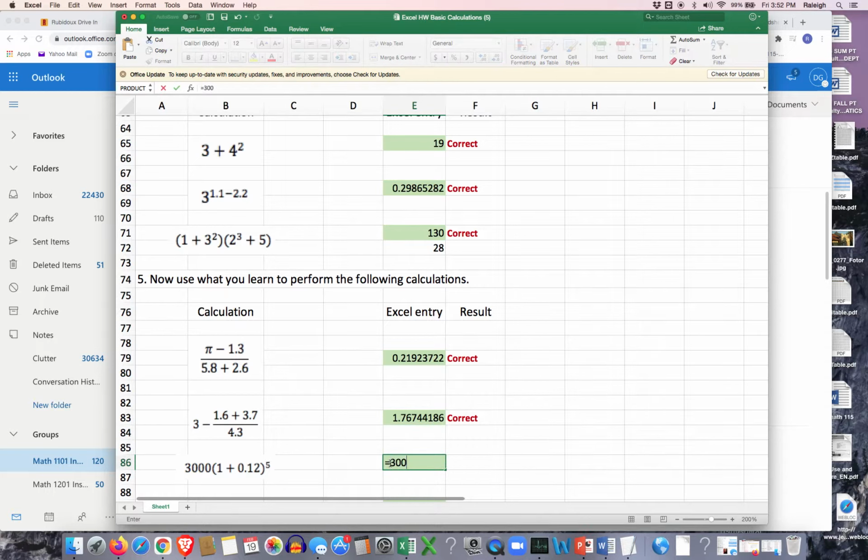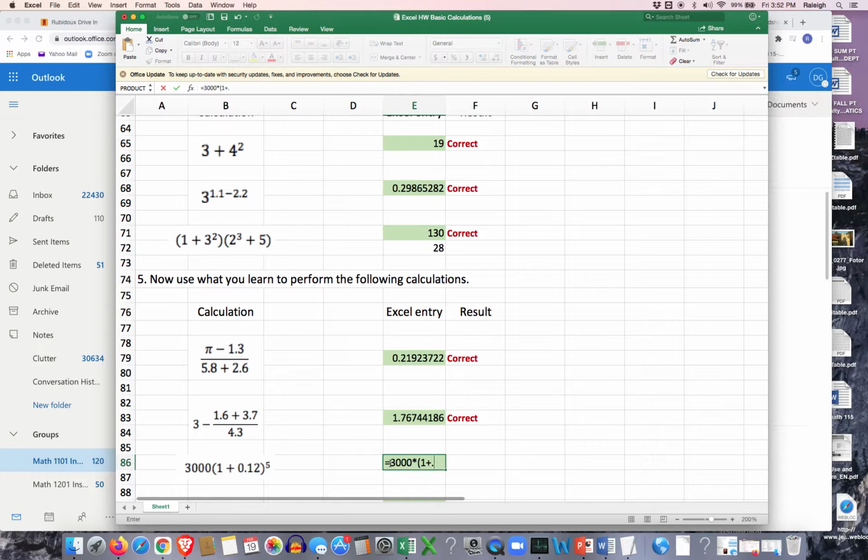Type in the 3,000. Do not forget to put the multiply sign down every single time you multiply. Excel has to have it that way. Sorry about that. I wish they didn't do that, but they need it. So 3,000 will be multiplied by, in parentheses, 1. And I'm going to go ahead and say plus.